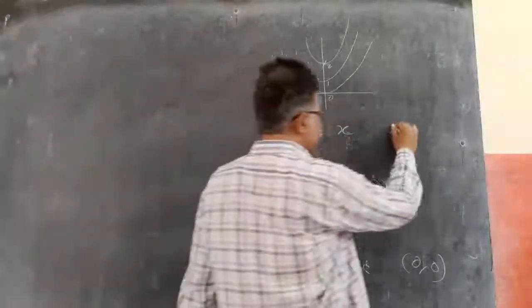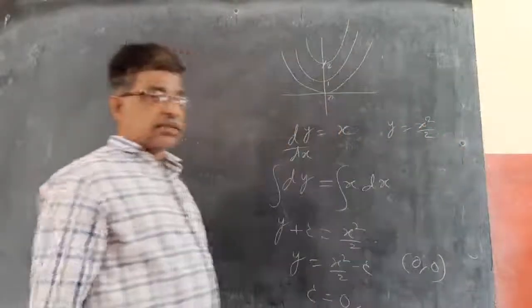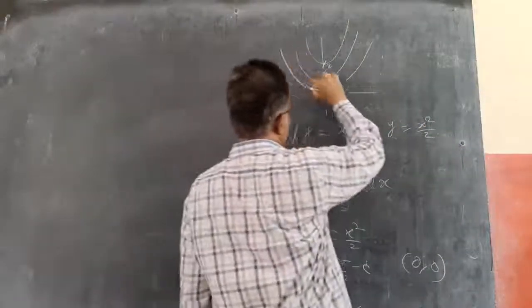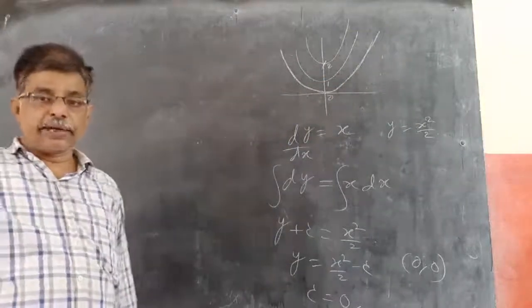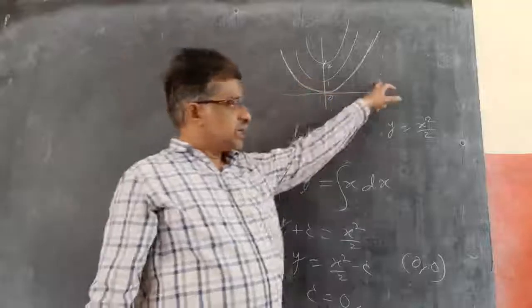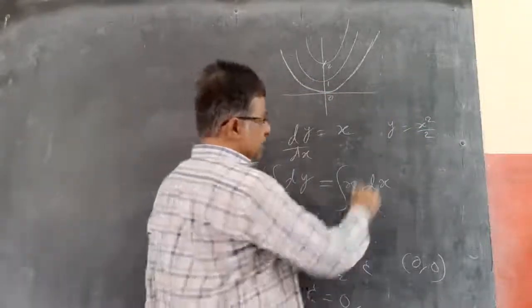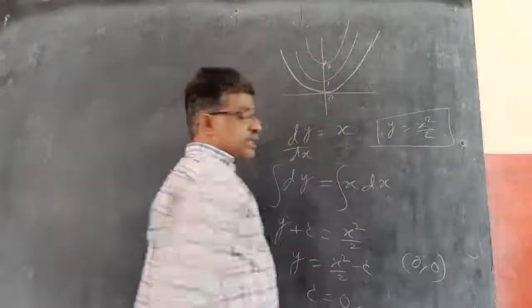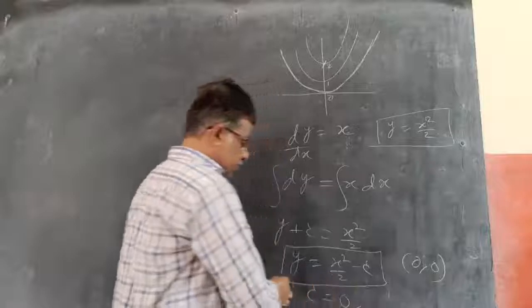If you substitute c equal to 0, then automatically you will get y is equal to x square by 2. This means this curve always passes through the origin. This is called the particular solution. And this is called the general solution.